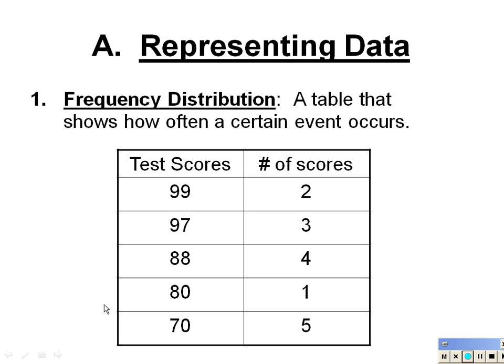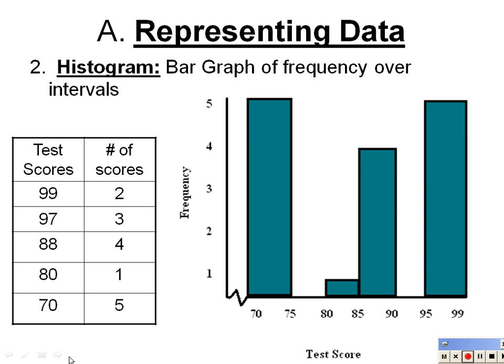Another way you can make a frequency distribution is by looking at a range of scores. Instead of just a score of 99, you could look at something from 90 to 99, and we'll do a few like that later.